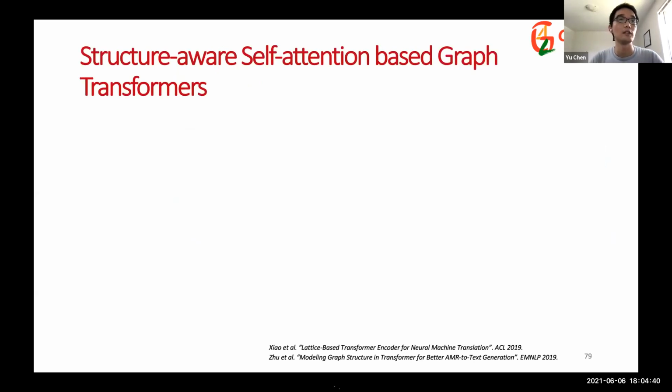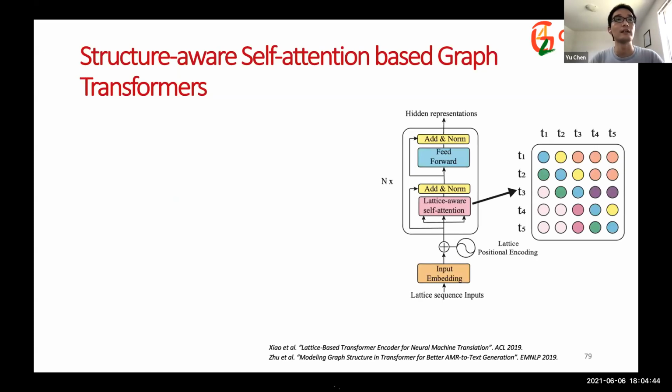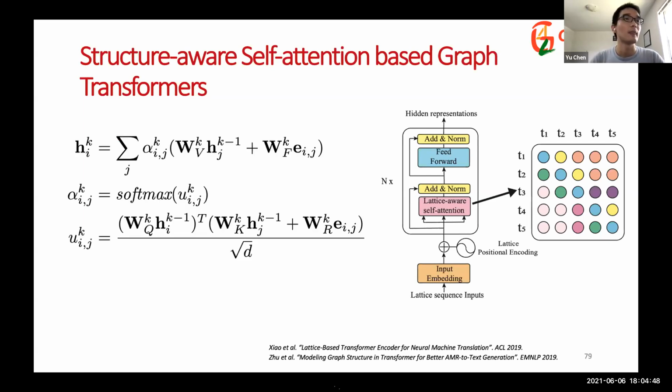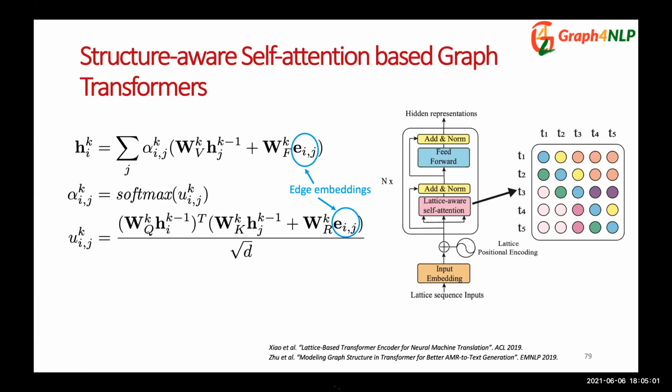The second multi-relational transformer model we introduce here is the structure-aware self-attention-based graph transformer. The key idea here is to introduce the edge embeddings into the self-attention mechanism, so that the graph structure of the input data can be respected when doing the self-attention learning.